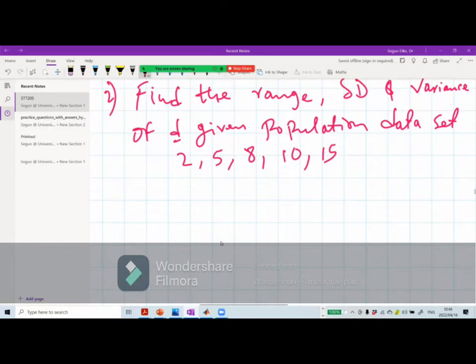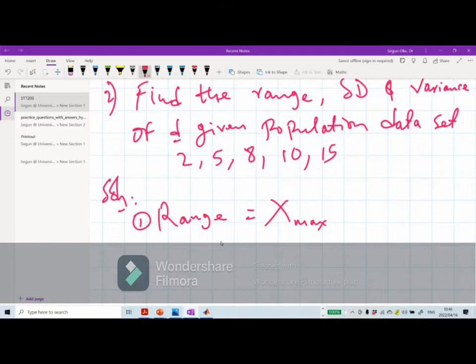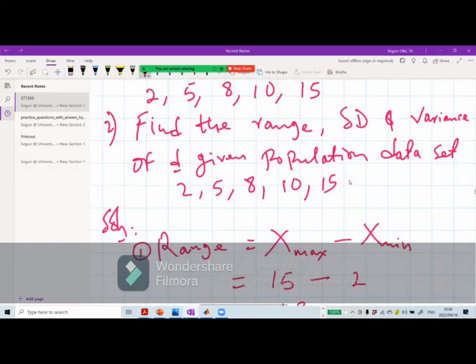Solution. For range, we are solving question 1 now. The range formula says X maximum minus X minimum. What is the highest value of that data set? 15. What's the lowest value? 2. The answer is 13. That is what they ask you to do. Do you need to do a lot here before you get the answer? No.